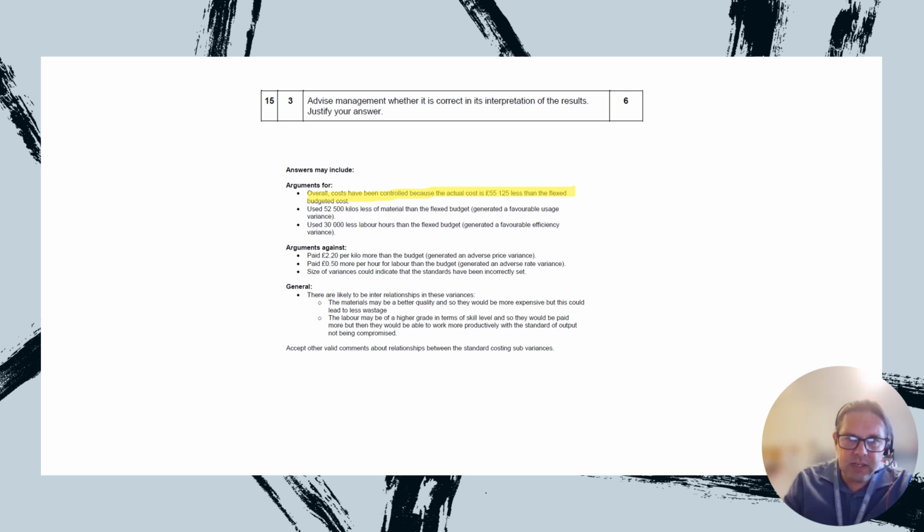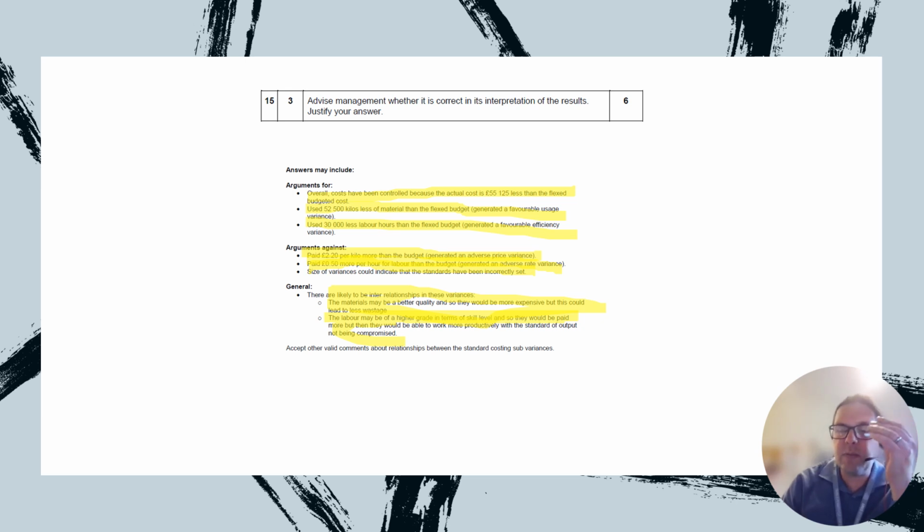So the arguments for would be that overall it's less. We use less kilos of material. We use less labour hours than we thought. However, the balance is we pay £2.20 more per kilo. We pay 50p more per hour in labour. And the size of the variance could be just the fact that the standards themselves were incorrect. There's always a good shout that we're not really controlling cost well, it's just the standards are wrong in the first place. And so you could argue that materials are better quality, which is why there's less wastage. We're paying more, but there's less wastage. The labour rate may be a high grade of staff, which is why we're so much more efficient.